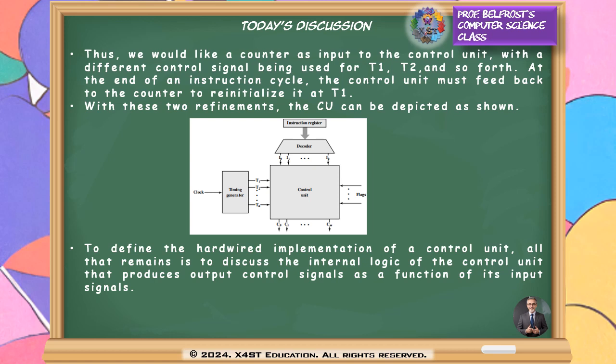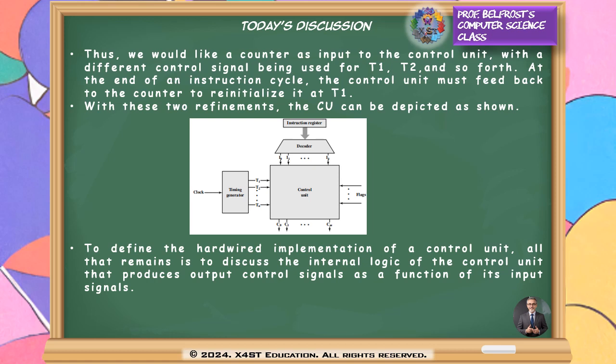Thus, we would like a counter as input to the control unit, with a different counter signal being used for T1, T2, and so forth. At the end of an instruction cycle, the control unit must feed back to the counter to reinitialize it at T1. With these two refinements, the CU can be depicted as shown.